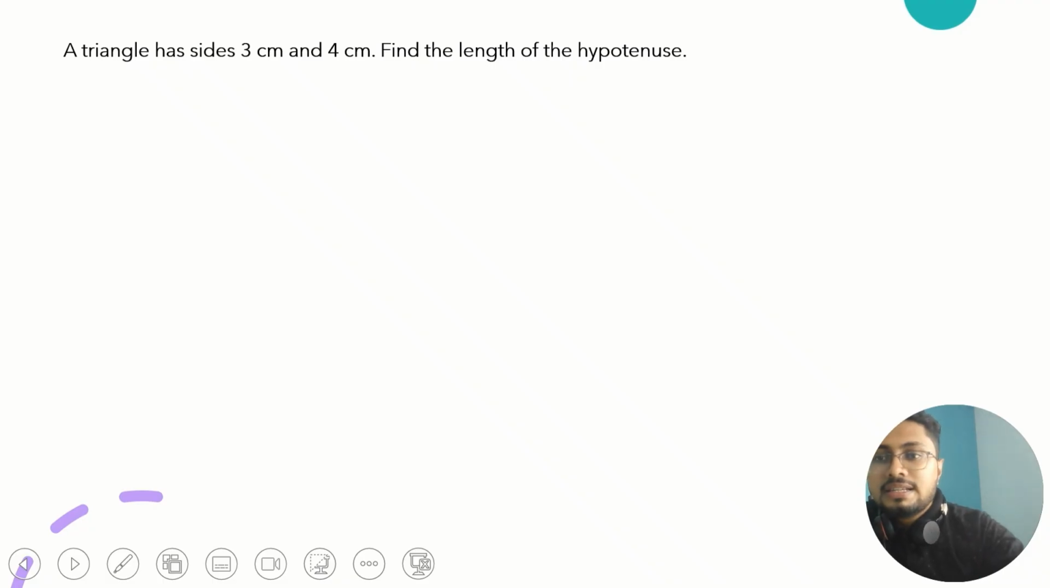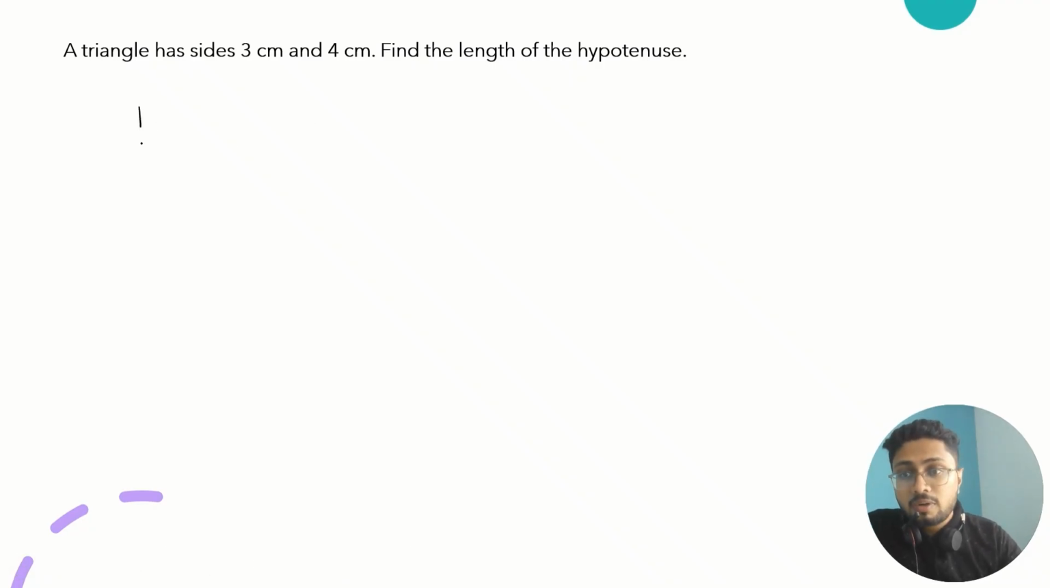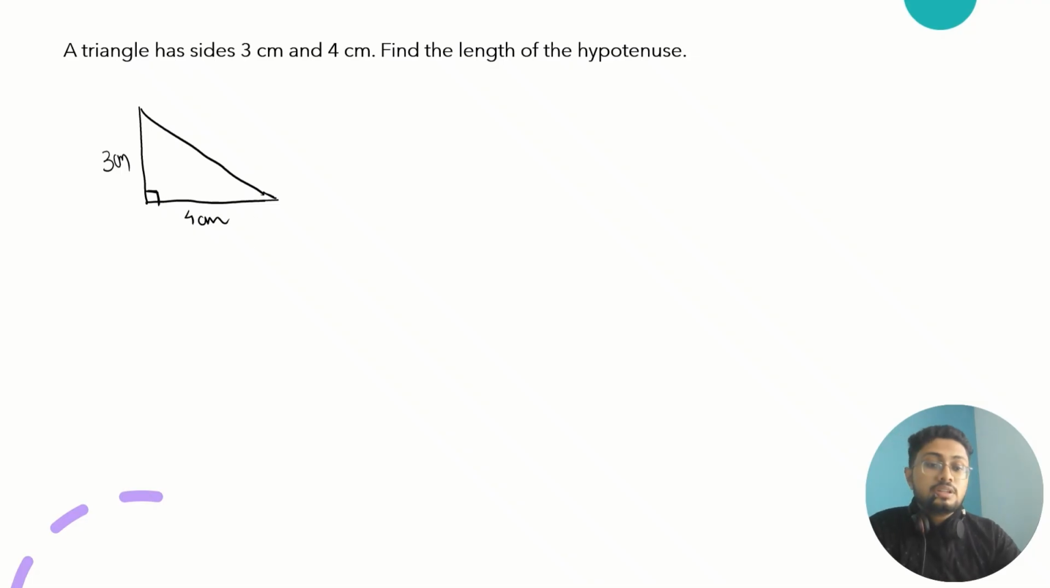Now a triangle has sides 3 centimeter and 4 centimeter. Find the length of the hypotenuse. This is the kind of word problem in which you need to understand the geometry. In a geometrical question, the figure is essential. Now if they ask to find the length of the hypotenuse, it means it will be a right angle triangle. Clear? If they ask to find the length of the third side, then you are not sure.